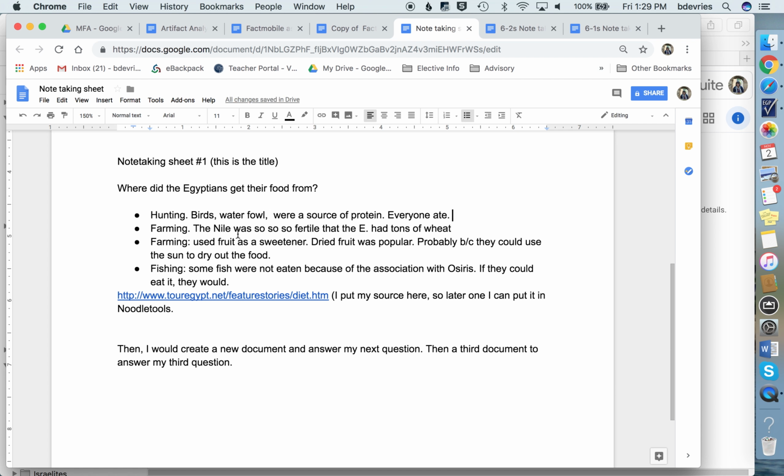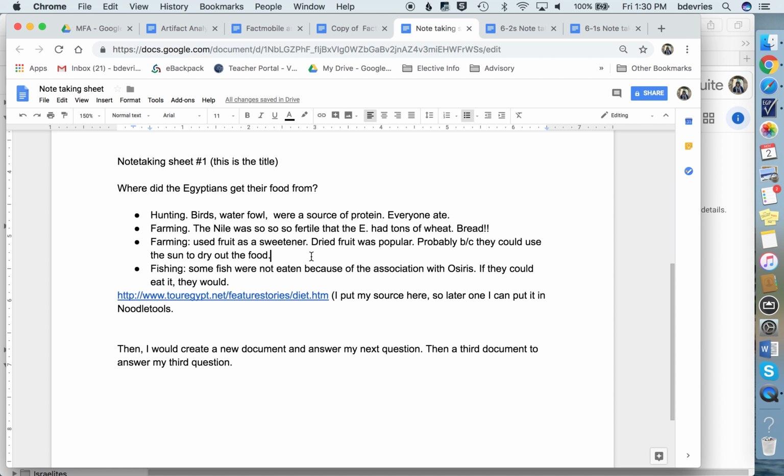Also through farming. We know this, you know this, the land was so fertile that the Egyptians had tons of wheat. Therefore, they had everybody's staple of food, bread. Farming. They used fruit as a sweetener. They didn't really eat fruit like we might think about having an apple. They didn't have apples. But for grapes or for dates, plums, they would dry them. And I'm thinking, I don't know this, I didn't read this, but I am guessing, I'm inferring that probably they could do that because they could use the sun to dry out the food, right?